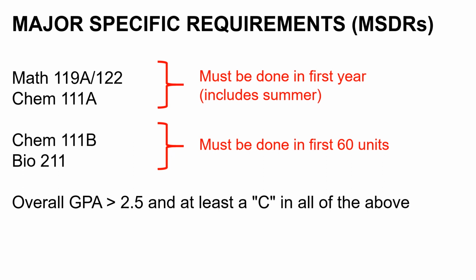To be completely honest, if you have a hard time meeting these requirements, then majoring in something other than biology might be the best decision for you. Once these requirements are met, then you can really dive into the biology courses for the degree.